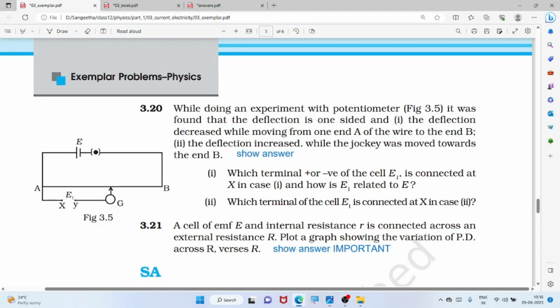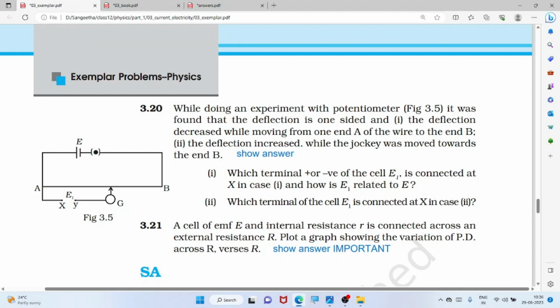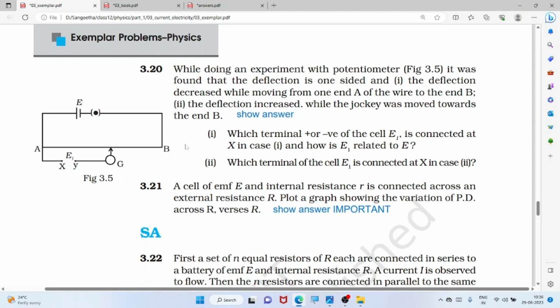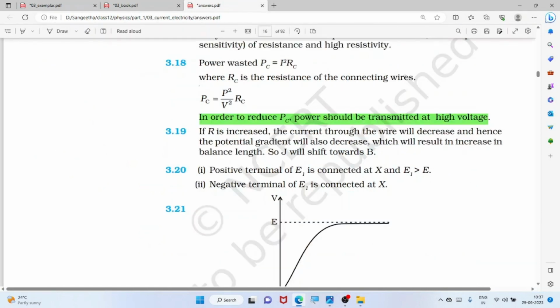While doing an experiment with a potentiometer, it was found that the deflection is one-sided, and the deflection decreased. In the first case, which terminal, positive or negative, of the cell is connected to X? This side more means here positive should be connected. Okay, so now the answer: the positive terminal of V is connected when the left side is more. The negative terminal is connected when the right side is more.